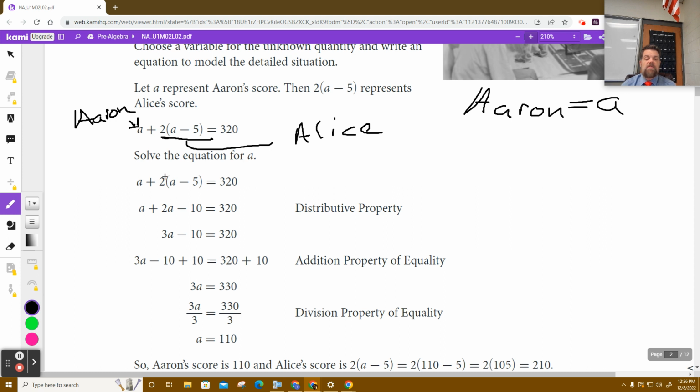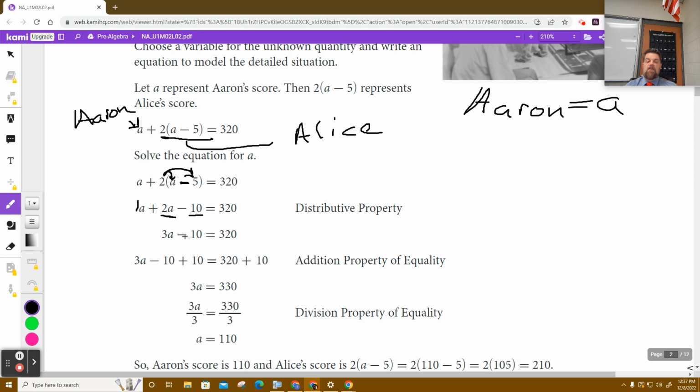the distributive property. Remember, when I distribute this 2, it has to go through both terms in the parentheses. So 2 times A becomes 2A. Then you got to think of this as positive 2 times negative 5, which gives me negative 10. Then you have to think of this on the next step as 1A plus 2A. So if I have 1A in my hand and I add 2 more A's, how many A's do I have total? 3A's. And then I have minus 10 comes down equals 320.